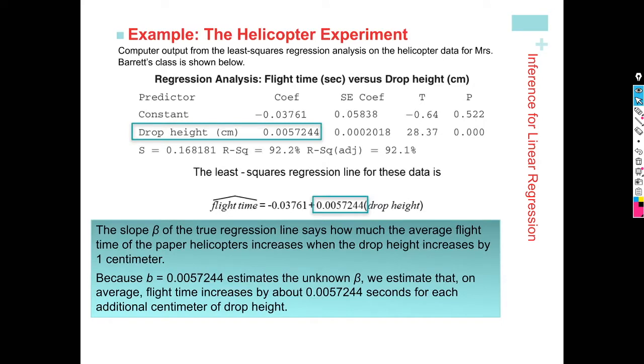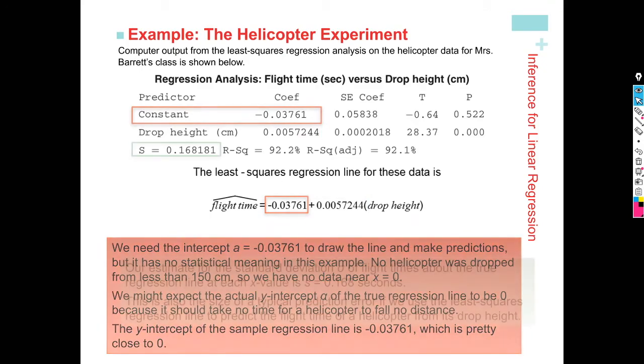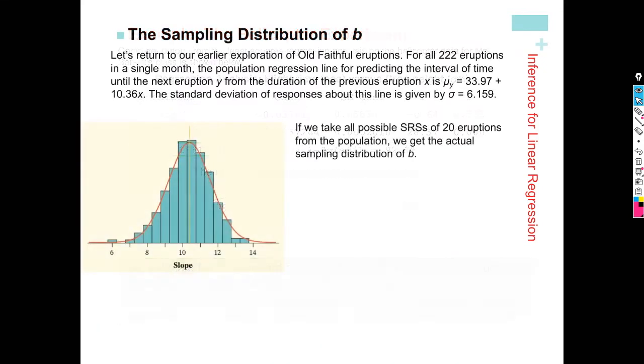So here's our example we're going to be looking at. We're letting a little toy helicopter drop and seeing how long it takes to drop and how long the flight is. So our regression line gives a slope of 0.00572444. And we can make an interpretation of what that slope means. You should know how to do that. But what we want to know is what's an estimate for the actual slope.